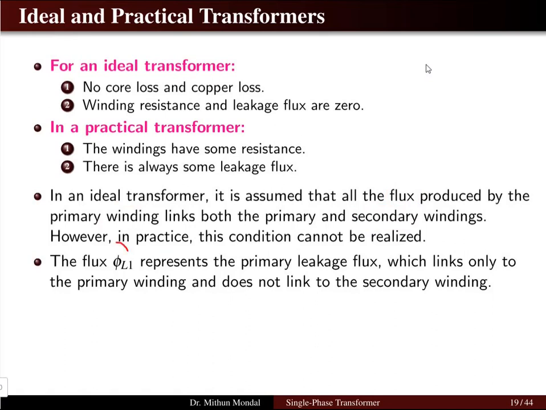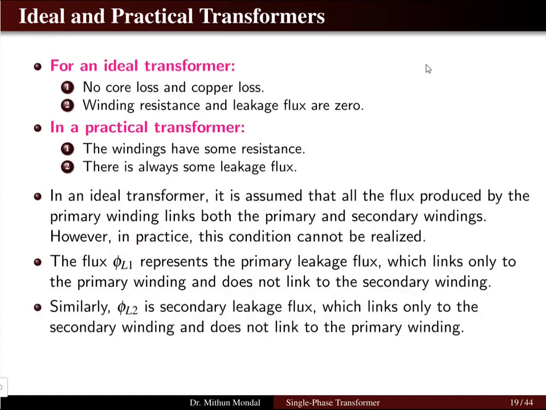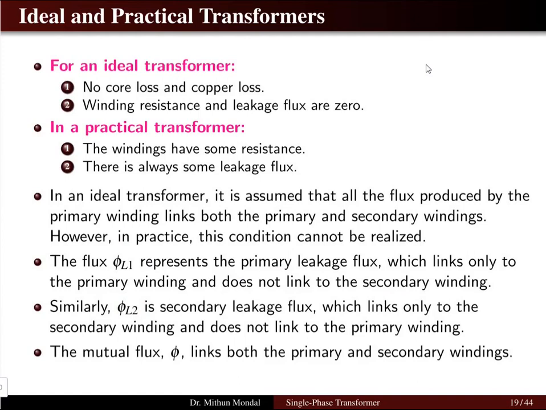Moreover, the leakage flux representation phi L1, because it is produced in the primary winding, does not link the secondary winding. So only the main flux is common between the primary winding and the secondary winding. But leakage flux which is produced in the primary winding will not link the secondary winding, and similarly the leakage flux which is produced by the secondary winding will not link the primary winding. It is only the mutual flux which is common between the primary and the secondary winding.